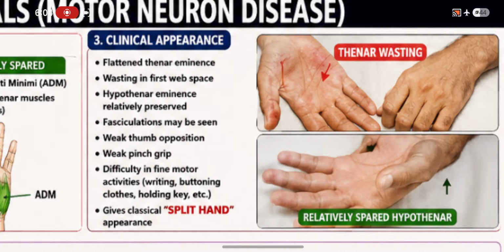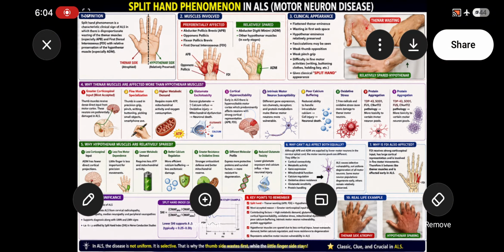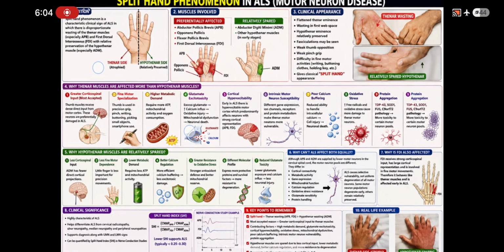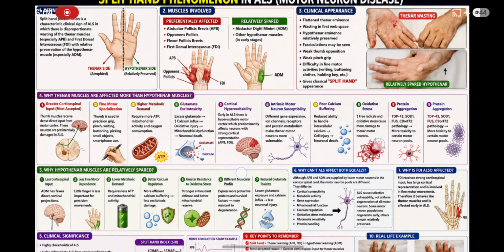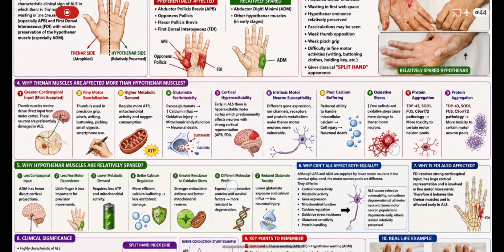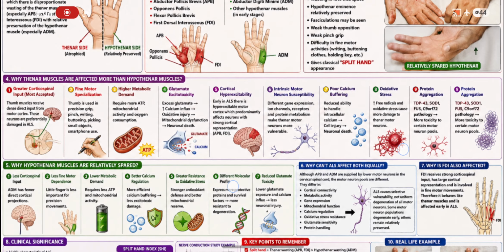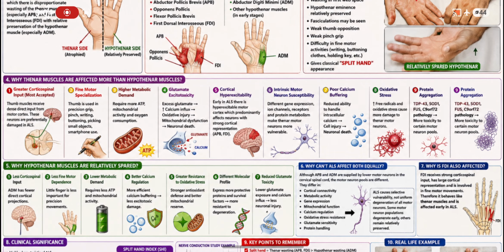or holding small objects. One of the most frequently asked questions is why the thenar muscles are affected much more than the hypothenar muscles. The exact mechanism has not been completely established, but several complementary theories explain this selective vulnerability. The most widely accepted explanation is the greater corticomotoneuronal or corticospinal input to the thenar muscles.